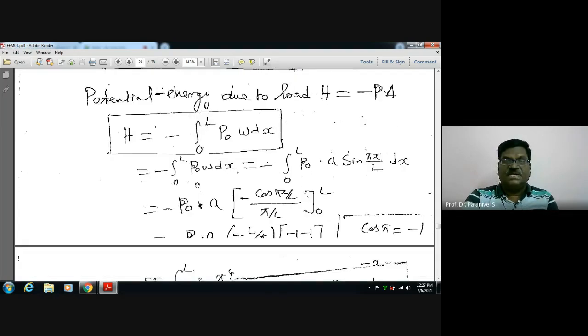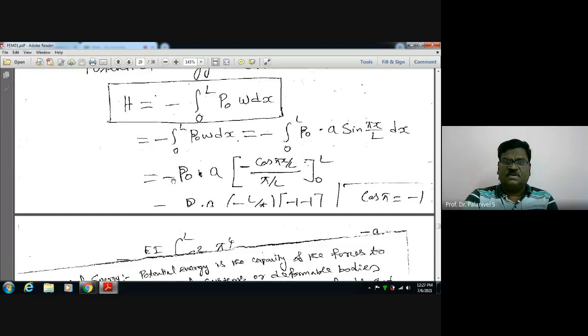Okay, now you integrate it. That is equal to minus integral 0 to L, P naught W dx. What is the value of W? We have chosen an assumed function, no? A into sine pi x by L, the trial function. W is nothing but A sine pi x by L. Substitute that instead of W here: A sine pi x by L into dx.